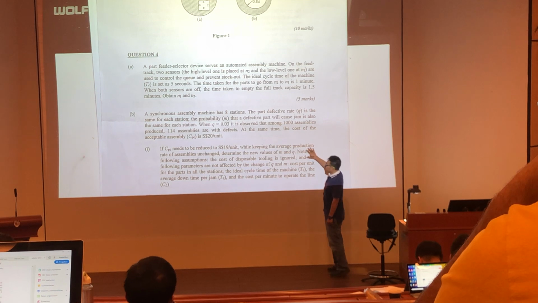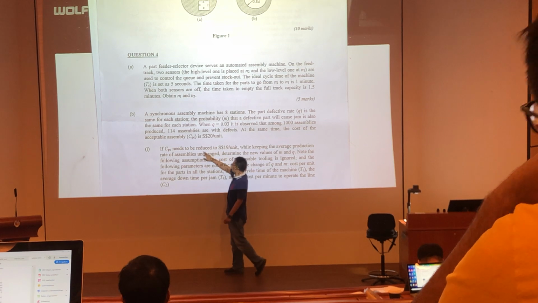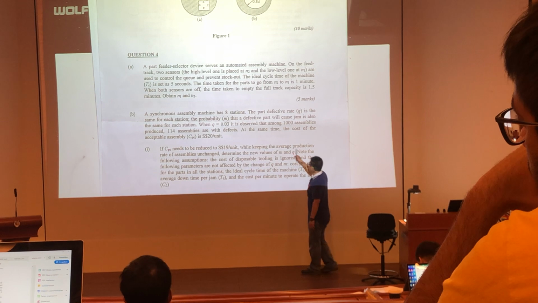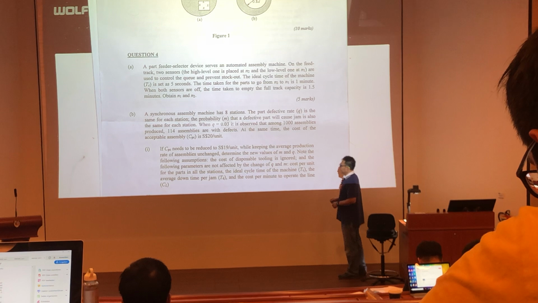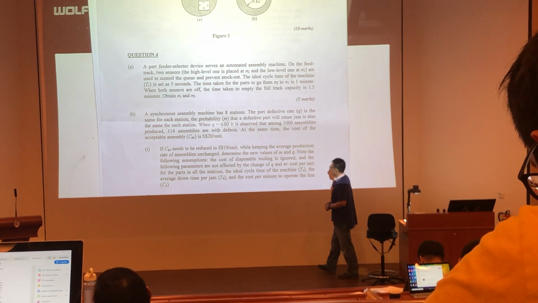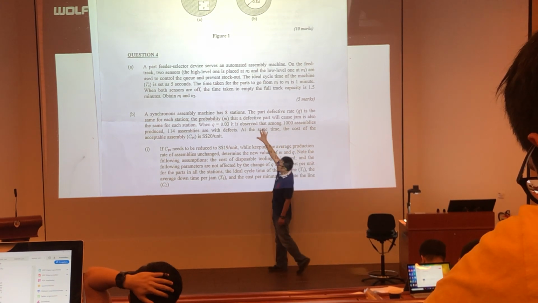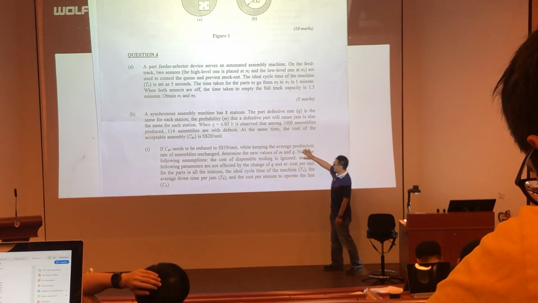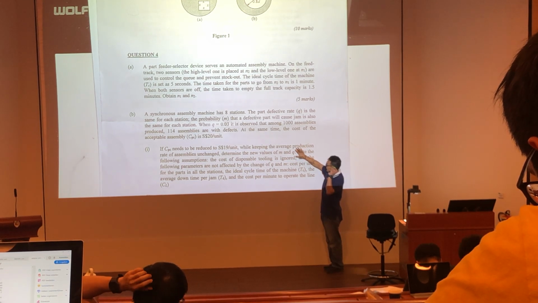Now the question asks, if the CPC, the cost per assembly, needs to be reduced to 19 per unit while keeping the average production rate of the assembly unchanged. So basically, you don't want the assembly production rate affected. So you need to determine the new values of M and Q. Currently Q is 0.03 and M is the one you're going to calculate. If you want to reduce the cost, you need to find the new values of M and Q. But this is the condition.